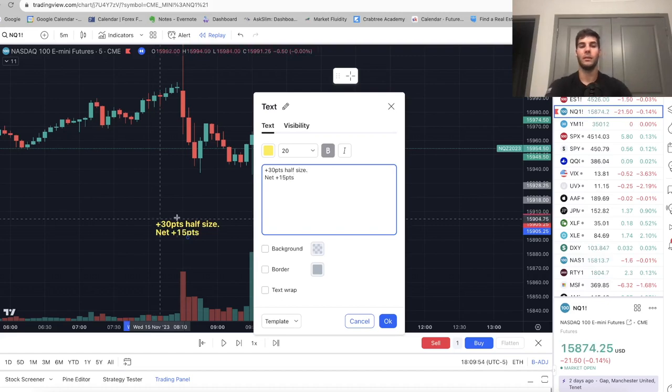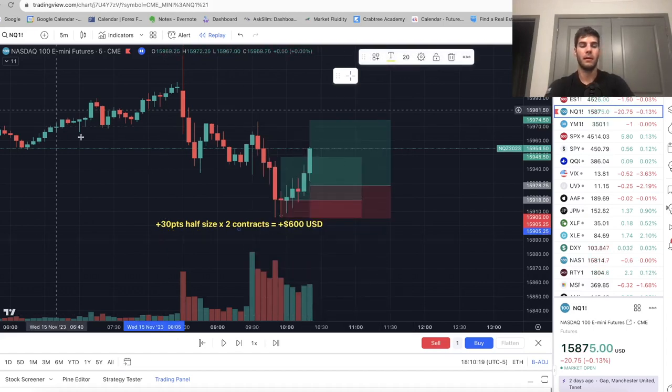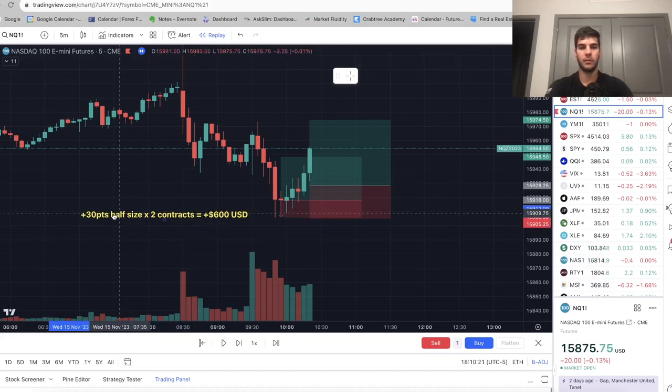Let's say full size is about 4 contracts, so half size would be 2 contracts, times 30 points, equals plus 600. Right, so we'll call that there. That's half size. Full size, let's say, is 4 contracts. And that's what we're at so far.